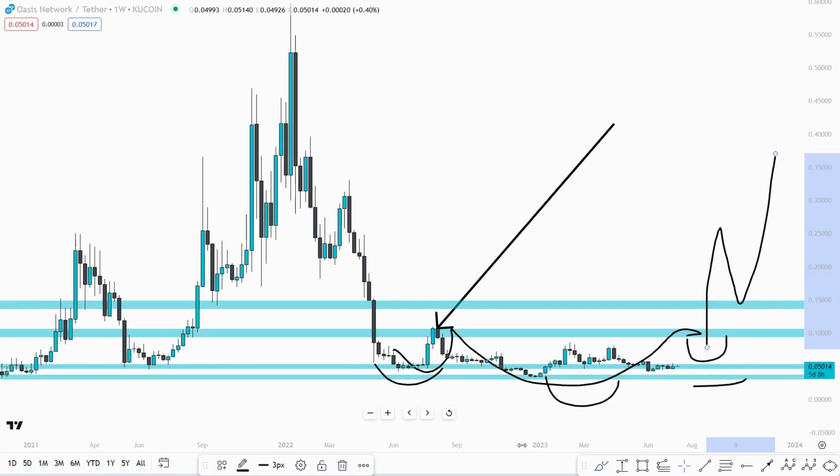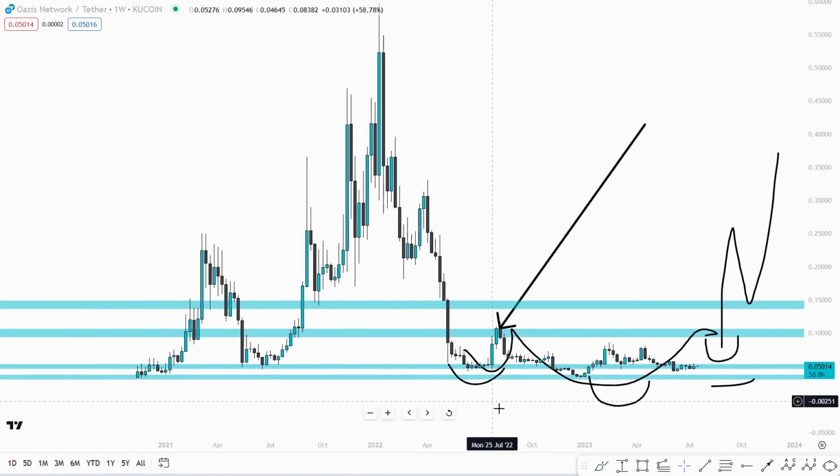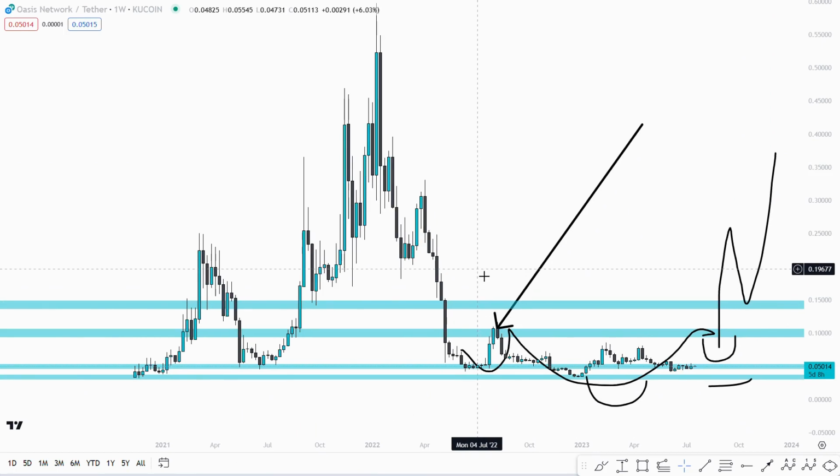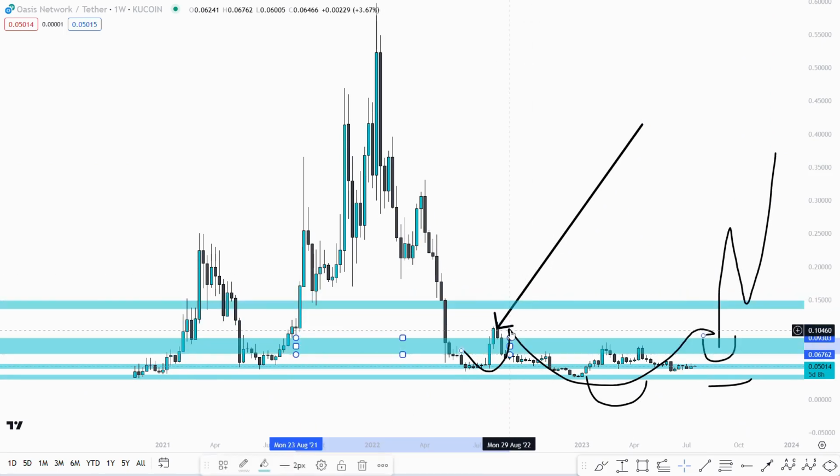But we need to dive in a little bit more technically here. We can't just have this as our technical analysis. We need to be a bit more thorough and a bit more specific as to where we might be wanting to see Rose enter and exit the market.